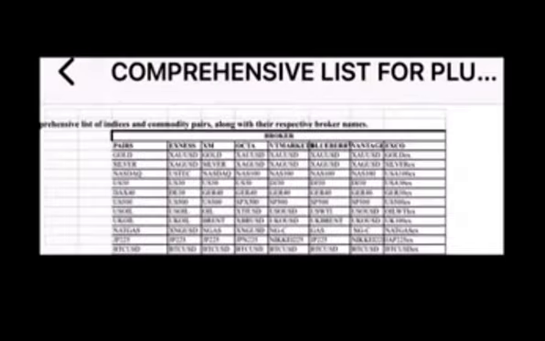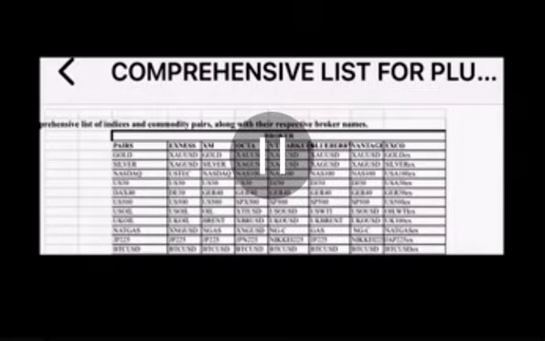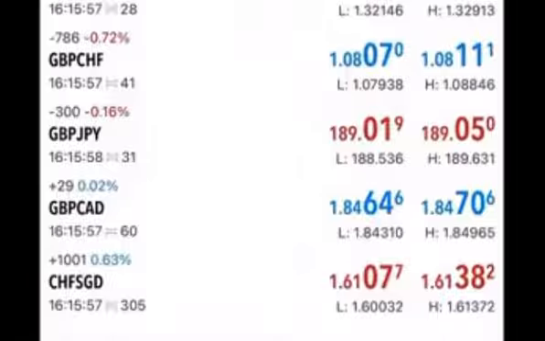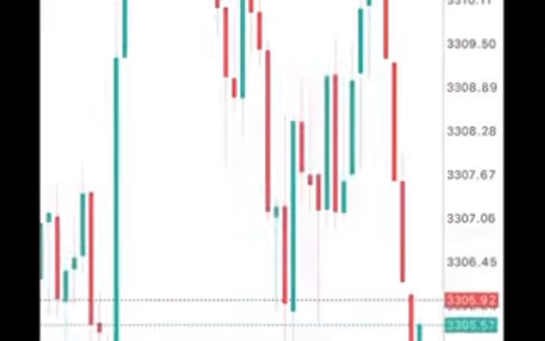So you see, different pairs, different brokers: XM, Octa, VT, and so on. For example, they say of the currencies... so let me tap on it. Chart. So this is the chart.